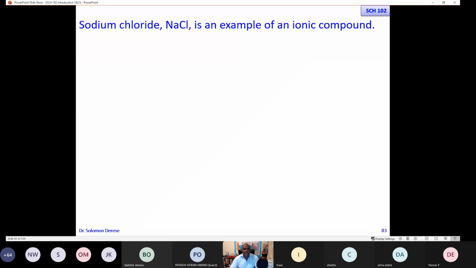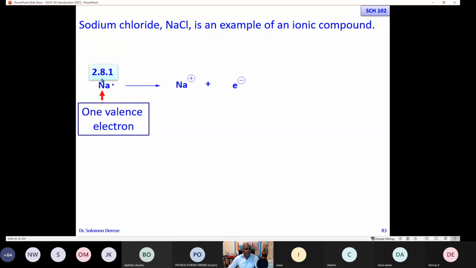Let's just see how a chemical bond is formed in the molecule of sodium chloride. You know, sodium chloride is an example of an ionic compound. How is this ionic bond between the sodium and the chlorine formed when sodium chloride is formed? If you take sodium, sodium is in group 1A of the periodic table. Its atomic number is 11, and its electron configuration, the way you've learned it in high school, is 2,8,1. It has 1 valence electron.